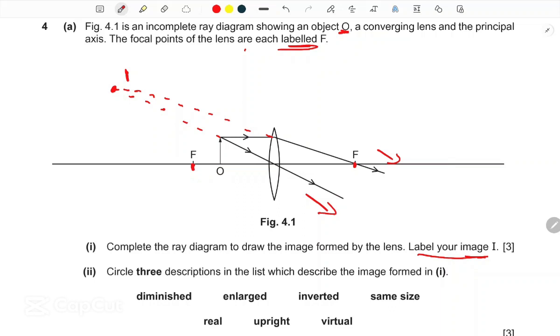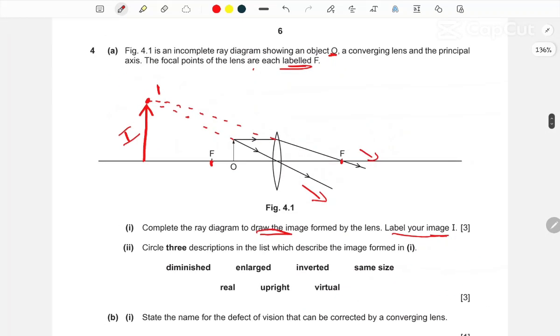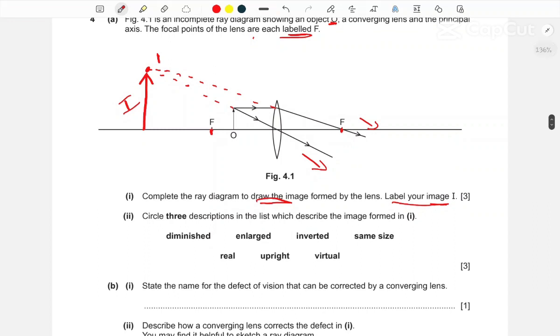So we have to draw the image. So we just draw the image, and then we label it I. Yeah, that's what we have to do. So we can easily get this 3 marks over here.